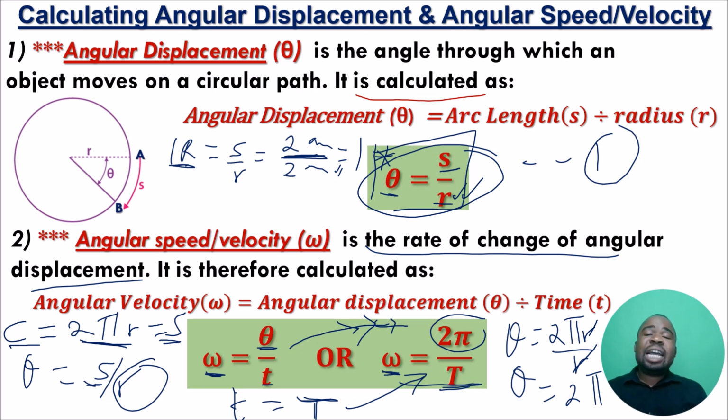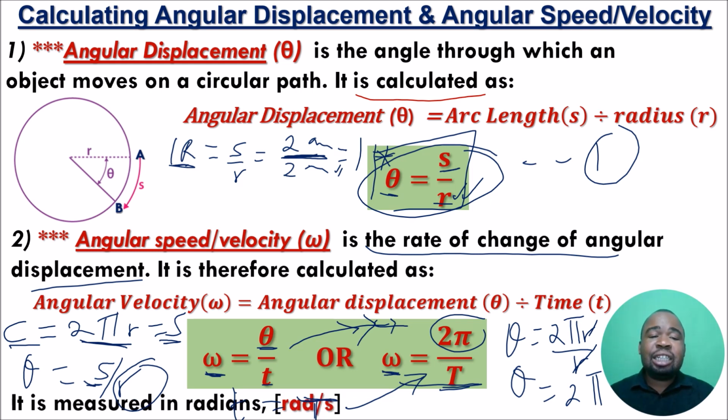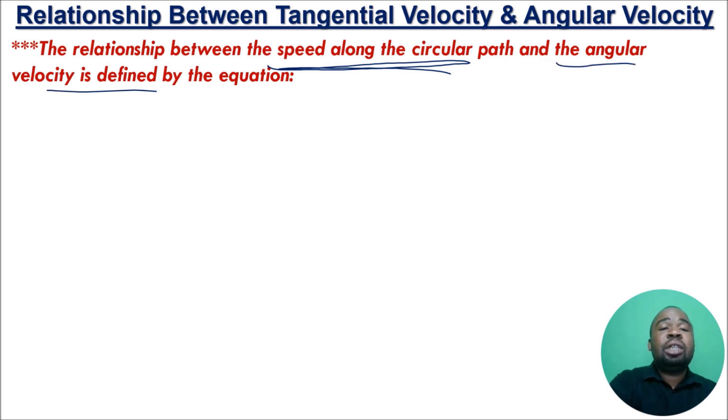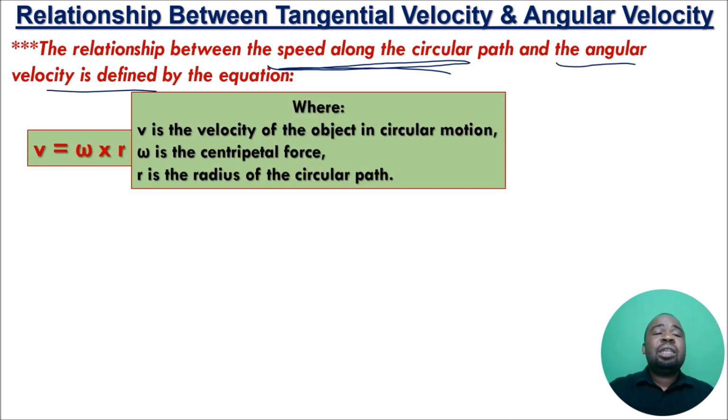Now let's try to relate, before we solve any problem: is there any relationship between tangential speed and angular speed? You will find that there is an equation you need which relates tangential speed to angular speed. The relationship between speed along the circumference and the angular speed is defined by this equation, a very important equation at A2.